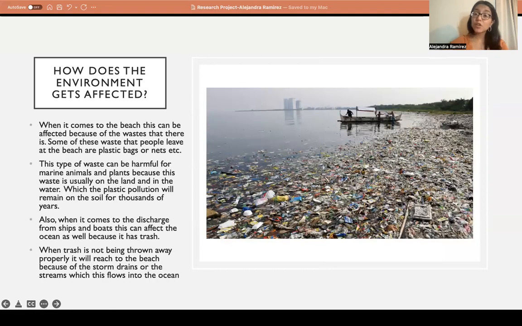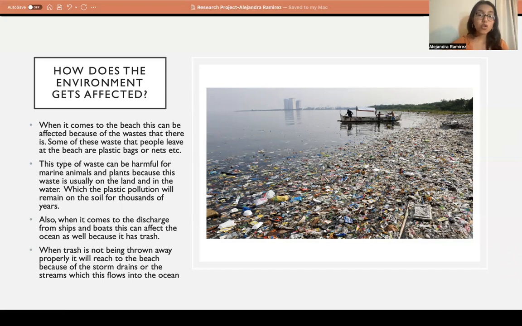As we continue, we have another picture here, showing a cause of this type of pollution when it comes to the beach. As we have here a picture of so much trash in the water at the beach, and this is because people leave their plastic bags or their nets and they don't put them in a trash can. This type of waste can be harmful for marine animals and plants because this waste is usually on the land and in the water, and plastic pollution will remain on the soil for thousands of years.